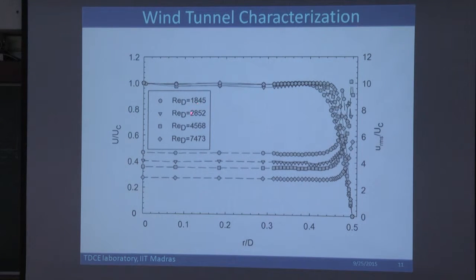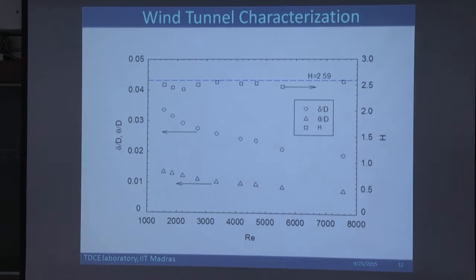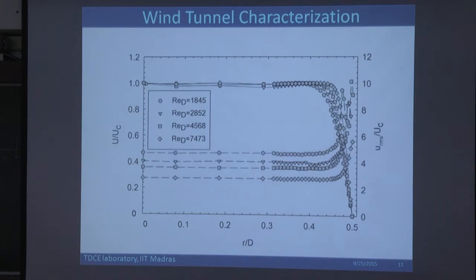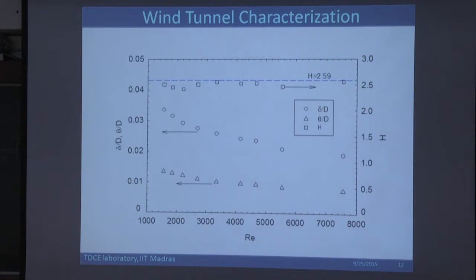You could see that as the Reynolds number increases, the turbulence intensity comes down. Near the boundaries, the profile is like a parabolic profile. From this parabolic profile, we can obtain the displacement thickness and the momentum thickness. So we studied how the momentum thickness and the displacement thickness of the jet at the jet exit vary with respect to the Reynolds number.